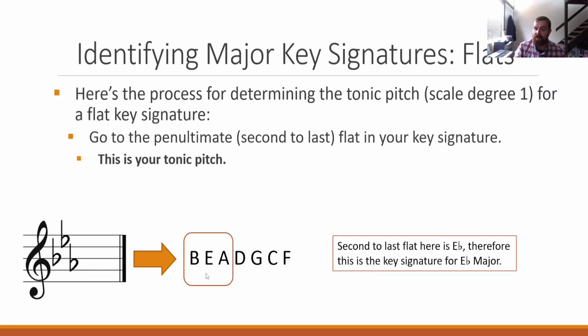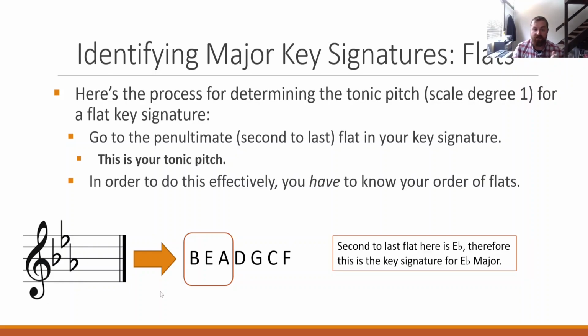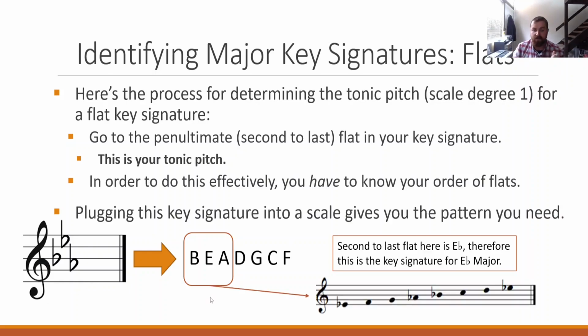This is your tonic pitch. The second to last flat in the order of flats here is E flat. Therefore, this is the key signature for E flat major. Now, how does that work? If we start on E flat and plug in our accidentals, it gives us whole, whole, half, whole, whole, whole, half.